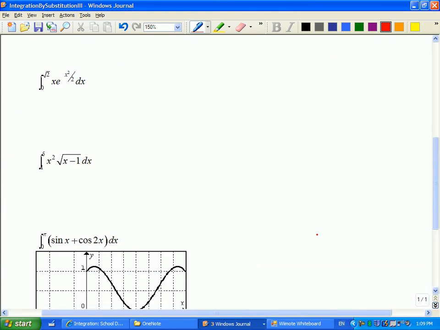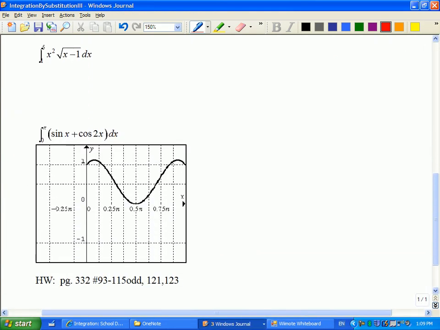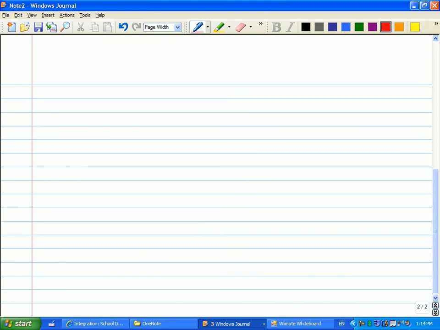Okay, so here's the last one. Again, if it's hard to see the bounds, it goes from 1 to 5. All right, so I'll try to catch up here. You guys have a sizable head start. So we're going from 1 to 5 this time of x squared root x minus 1 dx. And just double check.